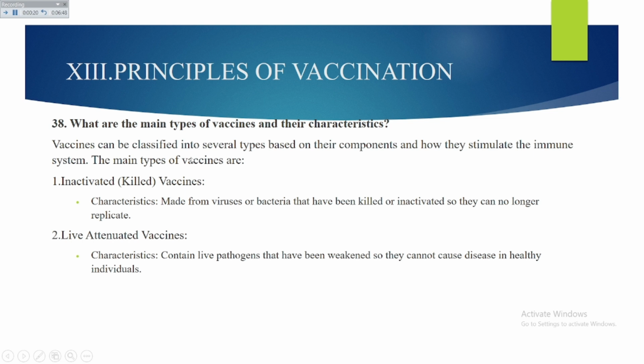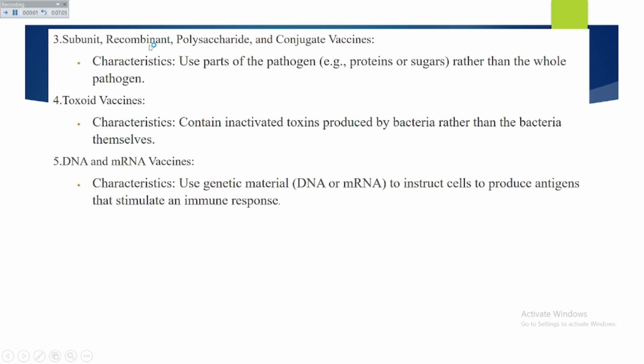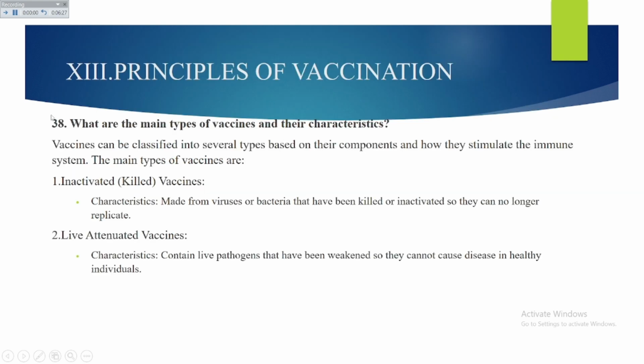Vaccines can be classified into several types based on their components and how they stimulate the immune system. These are the different types of vaccine. The first one is inactivated vaccine, then live attenuated vaccine, subunit, recombinant, polysaccharide or conjugate vaccine, toxoid vaccine, DNA, and messenger RNA vaccine. So starting from the first one, inactivated or killed vaccine.